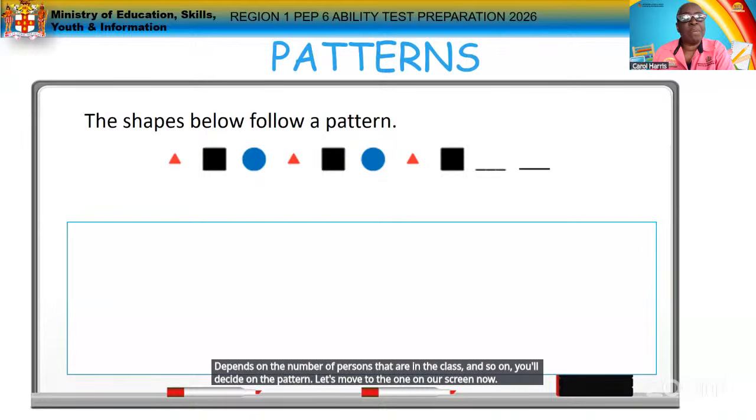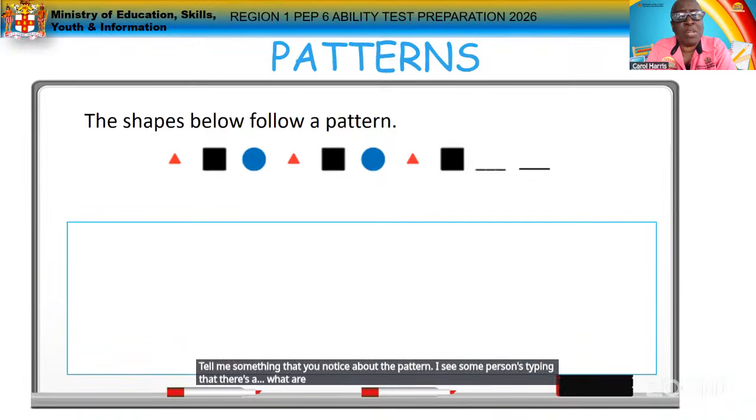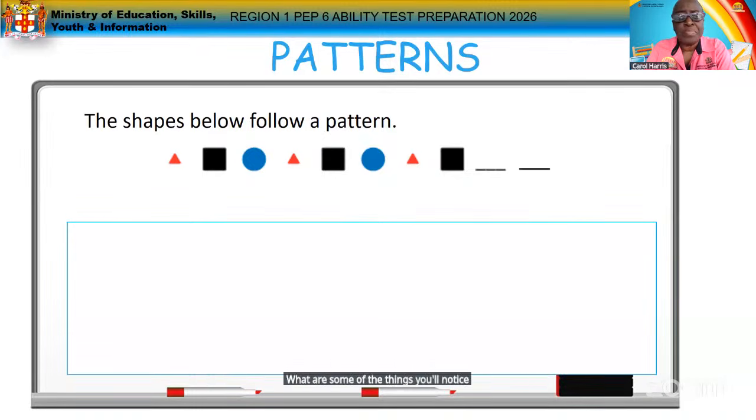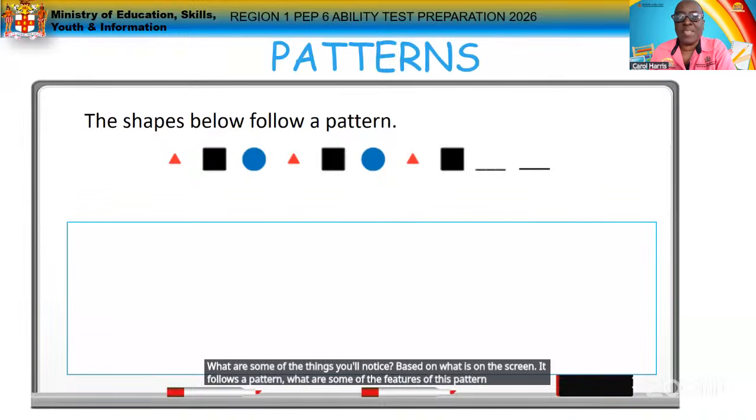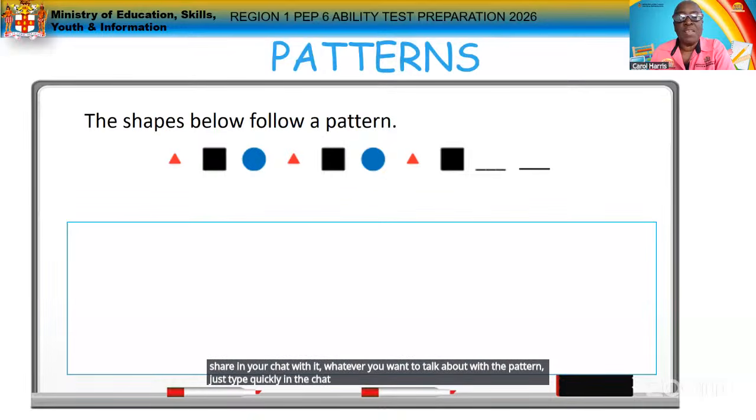We have some shapes that follow a pattern. Tell me something that you notice about the pattern. I see some persons typing. What are some of the things that you notice? Could you tell me some things that you see with the pattern on the screen? Based on what is on the screen, it follows a pattern. What are some of the features of this pattern that you can see? Just type quickly in the chat what you observe that makes this a pattern.